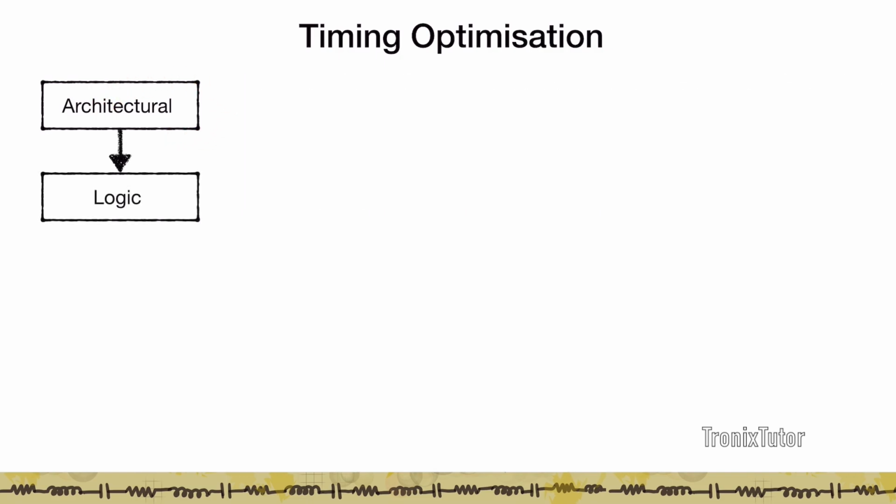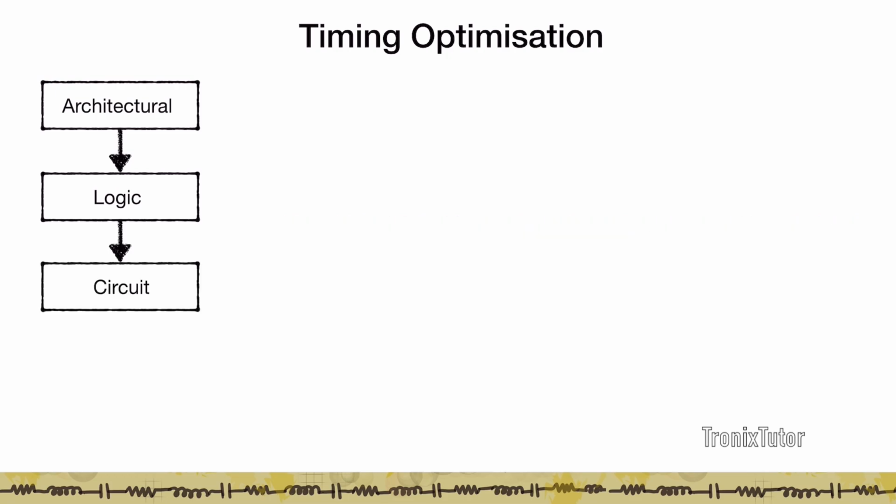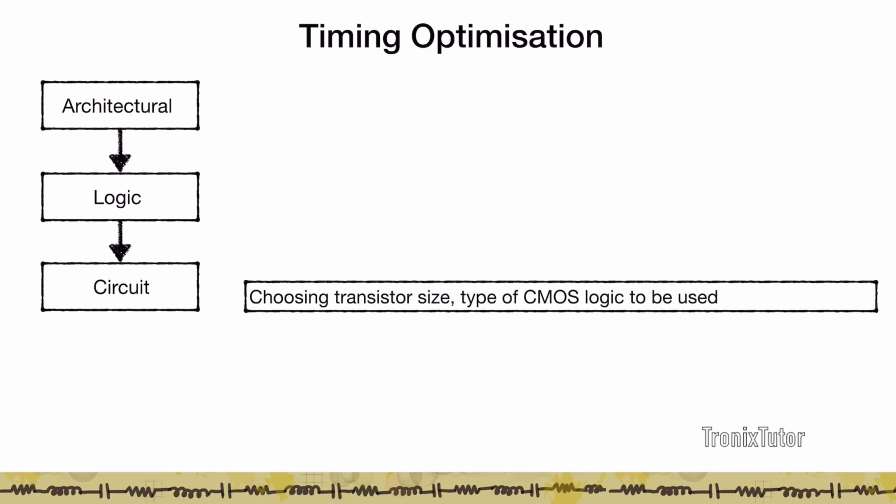Similarly, another optimization can occur at the logic level, and this would include thinking about what functional blocks we have, what kind of adder, what the fan-ins and fan-outs of the gates are that we'd like to use, etc. Similar optimization can also occur at the circuit level, and this would mean choosing the right transistor sizes, looking at what kind of CMOS logic we'd like to use. So far I've touched upon only one basic CMOS design style, which is static CMOS. There are many other styles of digital design in CMOS, and we'll look at that in subsequent videos.